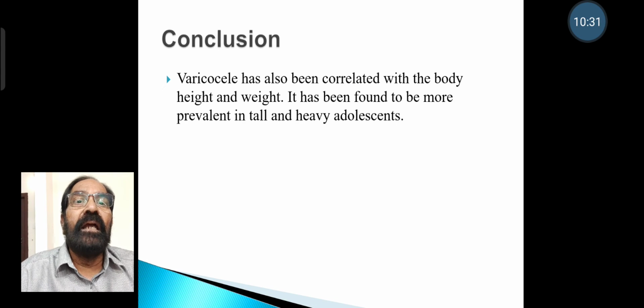Varicocele has also been correlated with the body height and weight. It has been found to be more prevalent in tall and heavy adolescents.